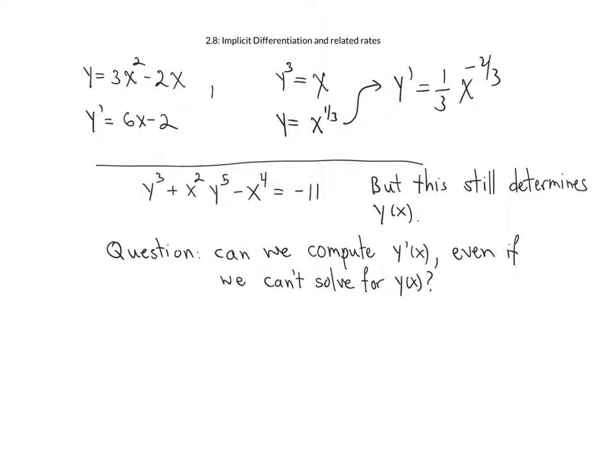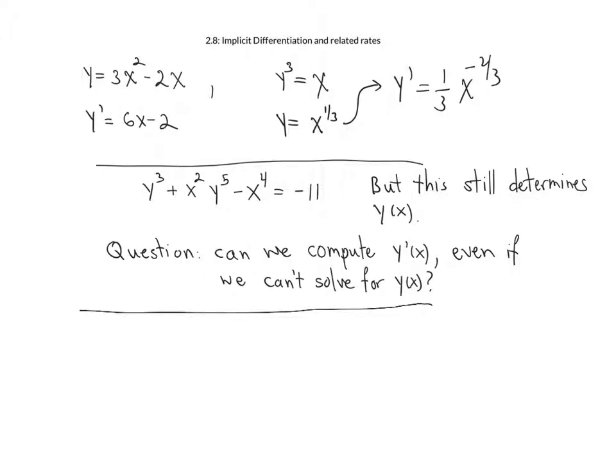So here's the question for section 2.8, implicit differentiation and related rates. Can we compute y prime of x even if we can't solve for y of x? The answer is going to be usually yes. And so I just should repeat before moving on that we are assuming in this section that the equation that we're given actually does determine y as a function of x. And that is a somewhat existential statement, which is part of what makes mathematics, such as that we're studying, beautiful.